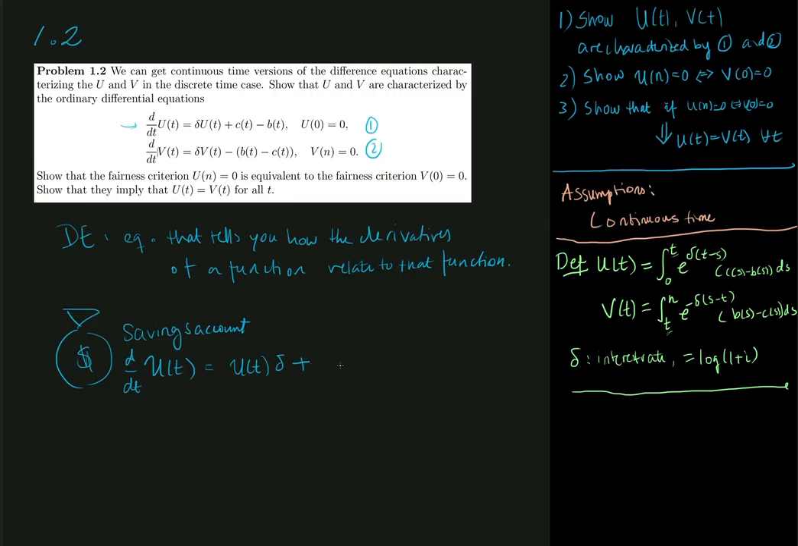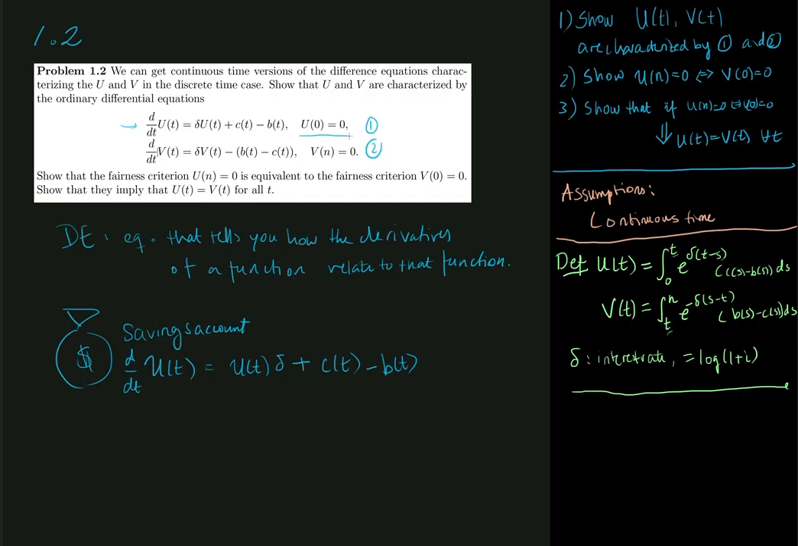And apart from that, there is a contribution rate of c. So at any given time point, the change in u of t also increases with c of t. And also, there's the withdrawal benefit b of t. So this kind of makes sense.